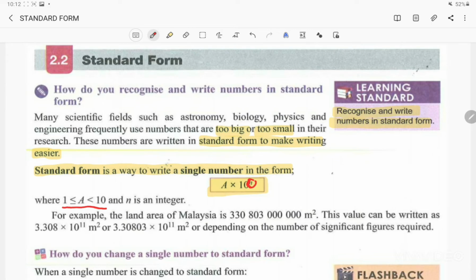Apa dia n? N is an integer. What is integer? Integer is a whole number. Dia mesti whole number, either positive or negative, including 0.